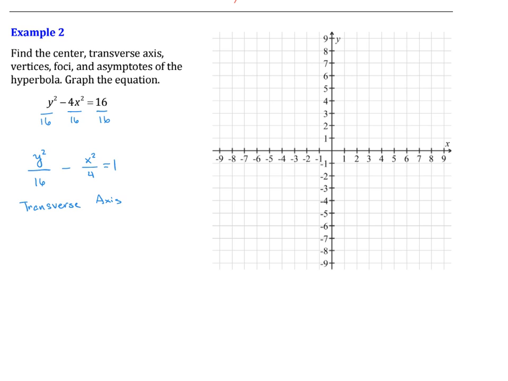and it's the y-axis. So our transverse axis is our y-axis, which means that our transverse axis is x equals 0. Now, let's draw our box. Up and down in our y direction, 4 units, and then left and right, 2 units. So we're looking at the square roots of 16 and 4. So 4 units up, 4 units down, left 2 units, right 2 units. And draw our rectangle.